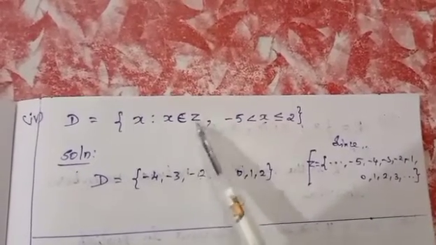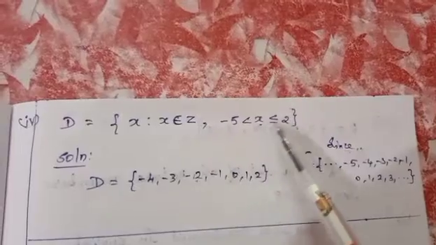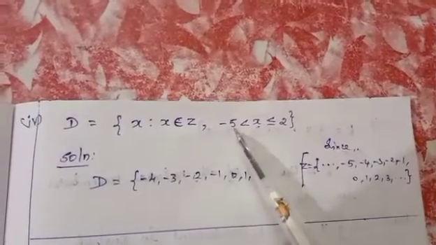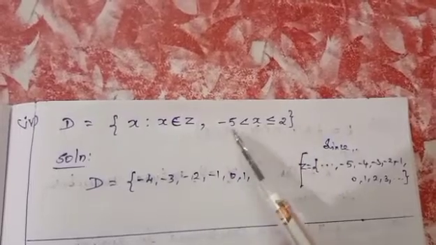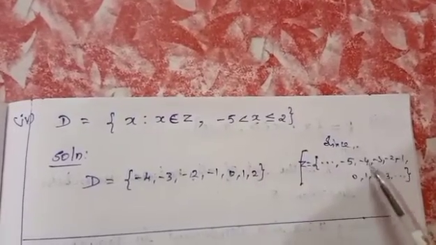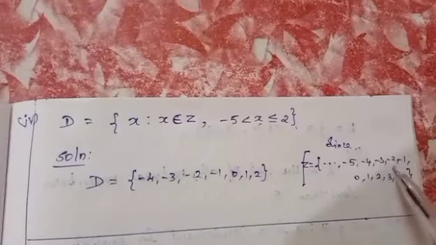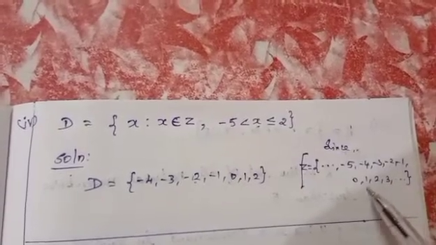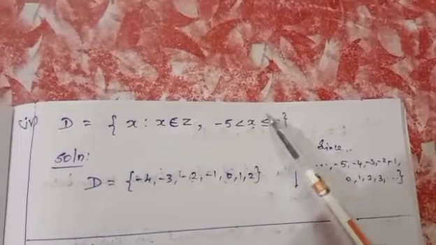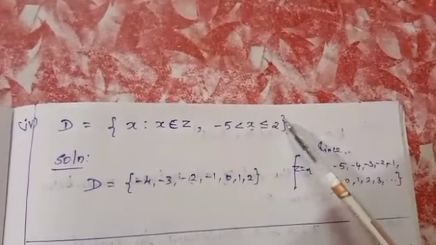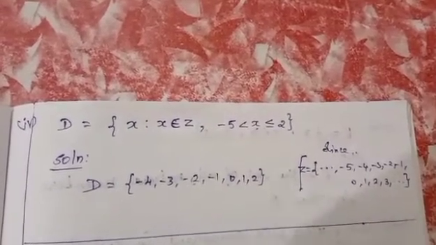Then the x values, the condition minus 5 less than x less than or equal to 2. More than this and less than or equal to this value. So that is more than minus 5: minus 4, minus 3, minus 2, minus 1, 0, 1, 2. Less than or equal to is given, so you have to take this given value also. Have you understood students?